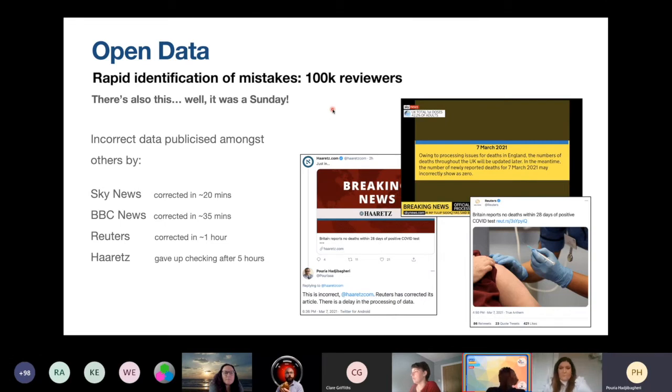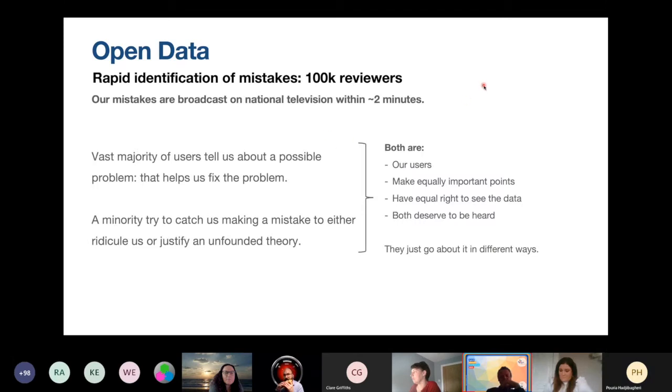Sometimes we have to do that because a whole lot of other metrics depend on it. But sometimes we could go ahead, but us going ahead has consequences. So the vast majority of users tell us about a possible problem and we fix it. If they identify an issue, they tell us about it and we fix it as soon as we possibly can. A minority of users try to catch us making mistakes to either ridicule or justify an unfounded theory or something along those lines.